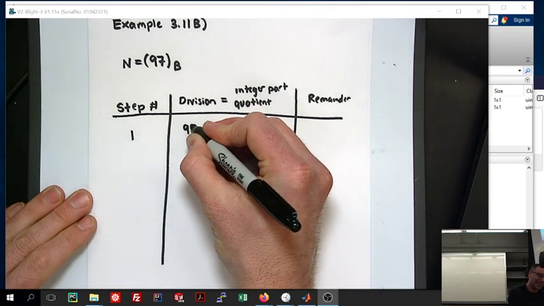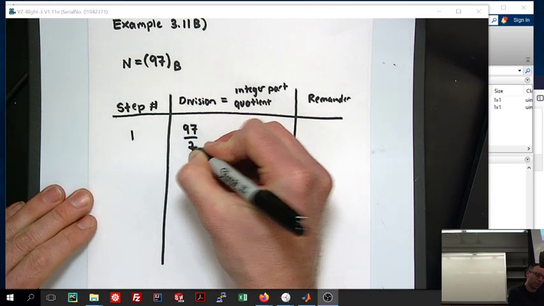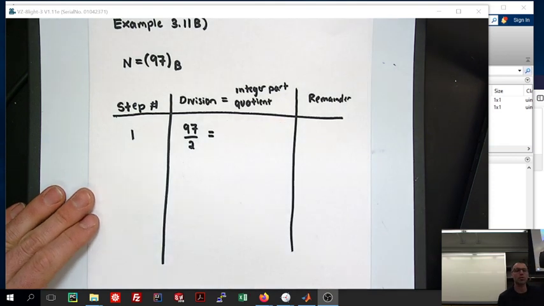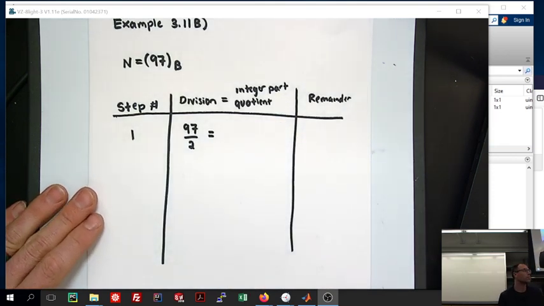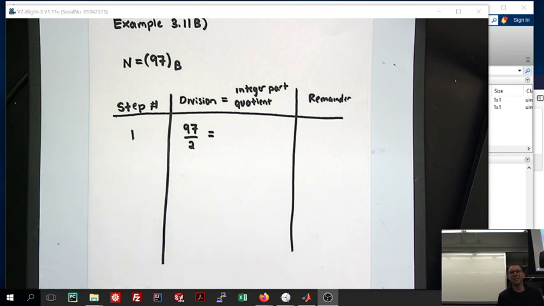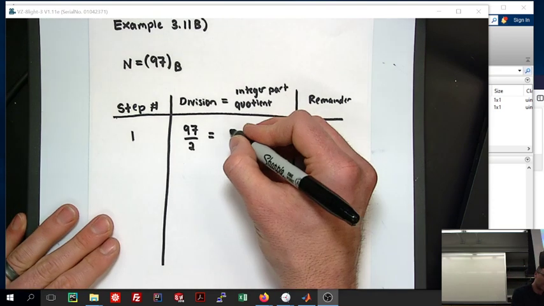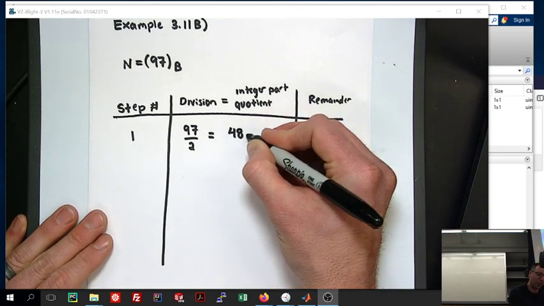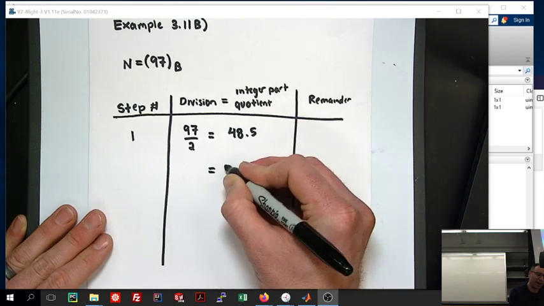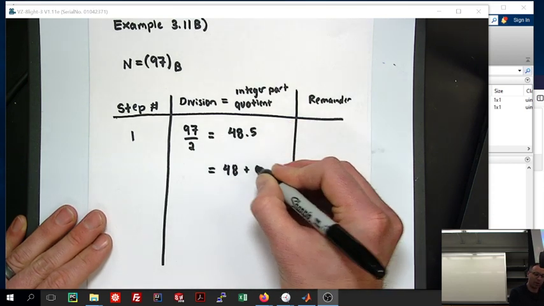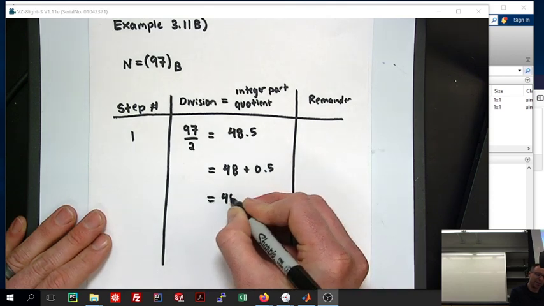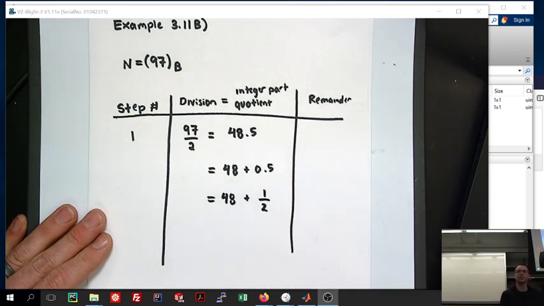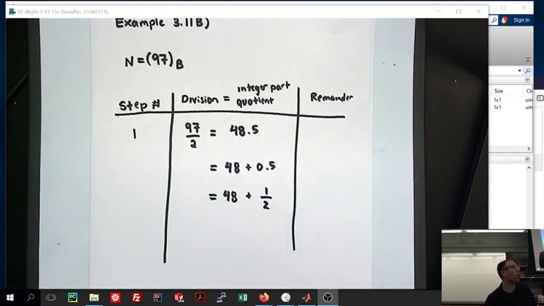All right. 97 divided by 2. What is 97 divided by 2? Well, 100 divided by 2 would be 50. So it must be something like 48.5. And let's think about 48.5 as 48 plus 0.5, and let's think about that as 48 plus 1 over 2. Shall we? So what is the integer part of that quotient?